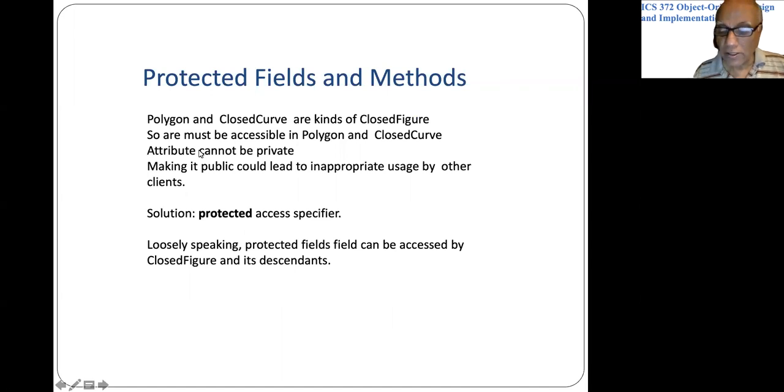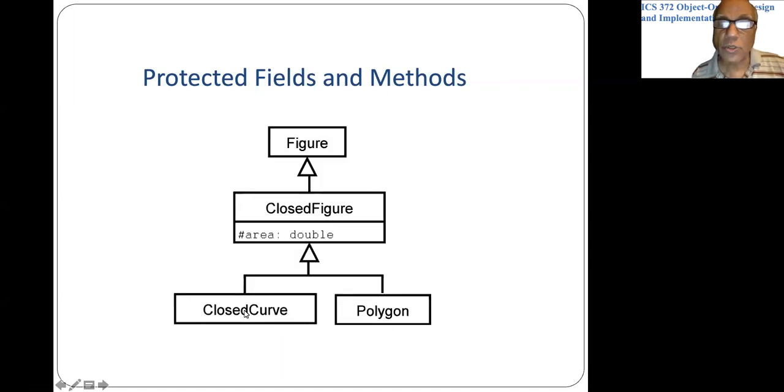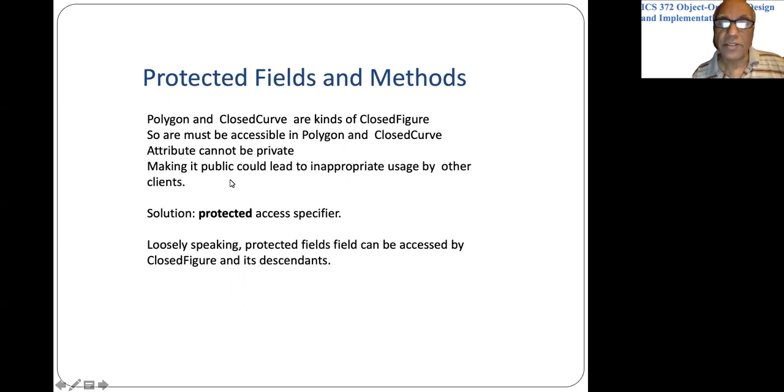But if you make this attribute private, then you can't access that attribute from either closed curve or polygon. So we call it protected. So we would write protected double area. Instead of private double area, you say protected double area. Then it is accessible from both subclasses. And that is, loosely speaking, accessible from the descendants of closed figure.